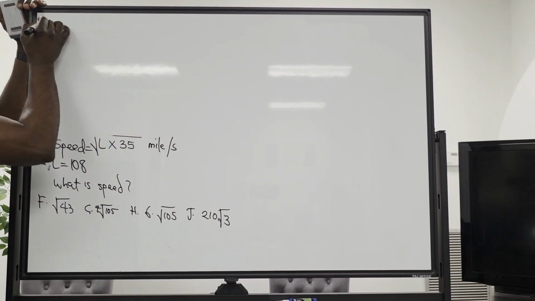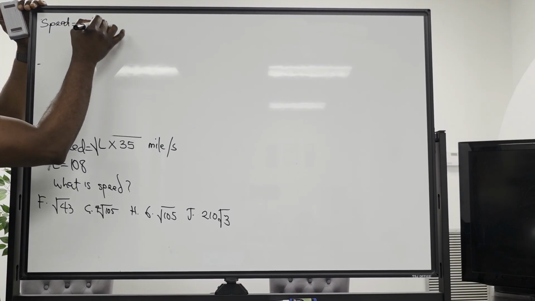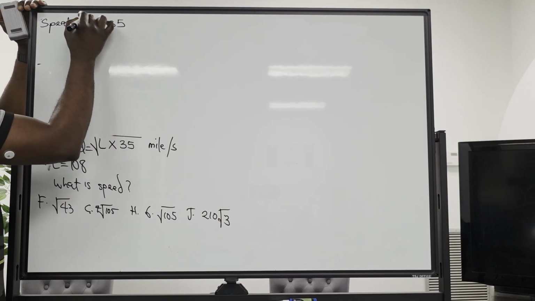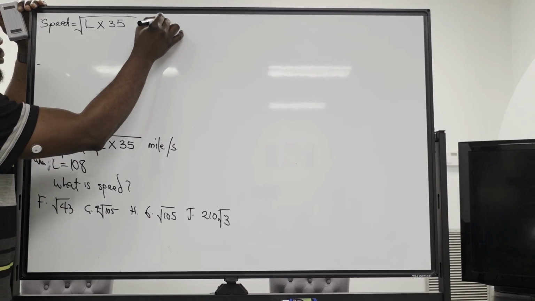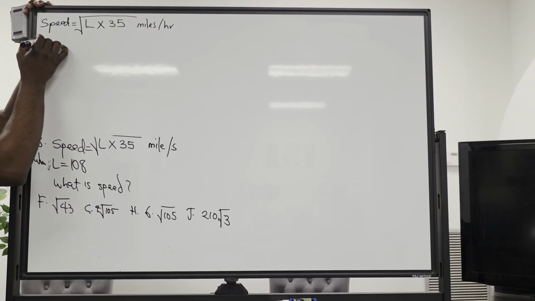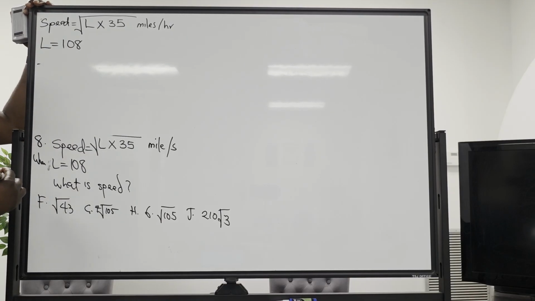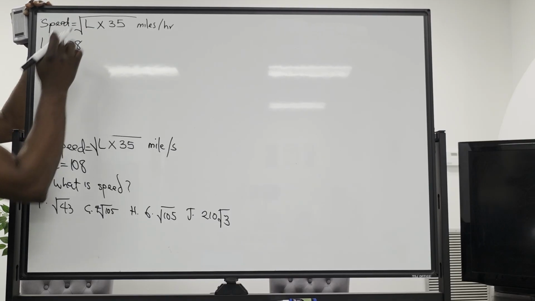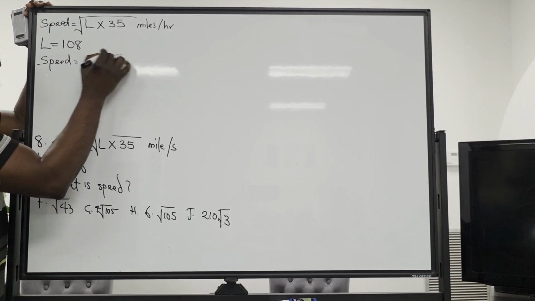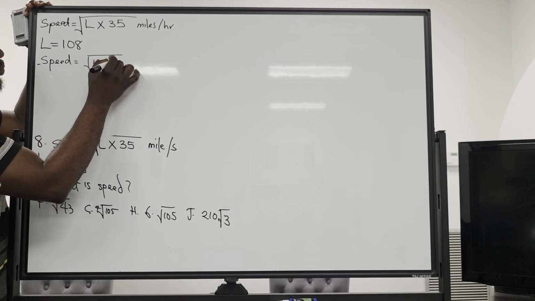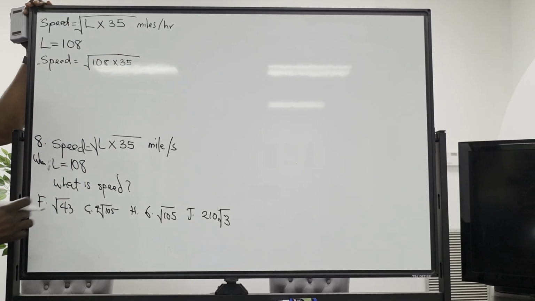So the speed formula is the square root of L times 35. That's what they gave us in miles per hour. So they say when L is equal to 108, what is the speed? So all we have to do is put L in here. So speed will be equal to square root of 108 times 35. So now we have to simplify this number.